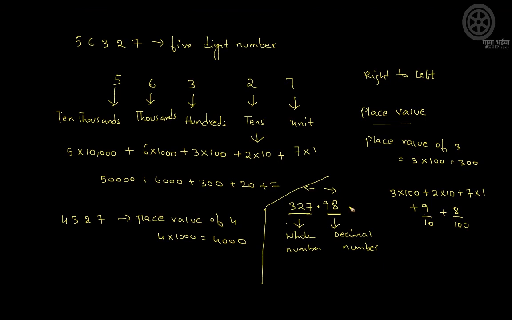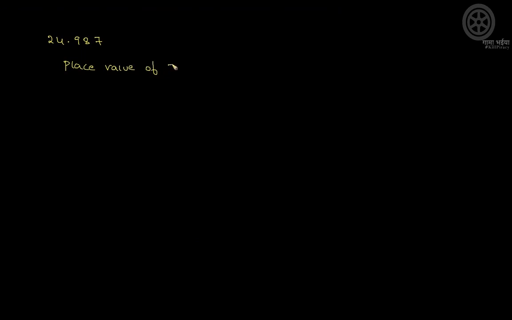Clear? Shall we work out one more problem on decimals? Another example, we will take 24.987. Now I need the place value of 7. Where is the 7? After decimal point. This is the tenths place, this is hundredths, and this is thousandths, right? So it will be 7 by 1000.